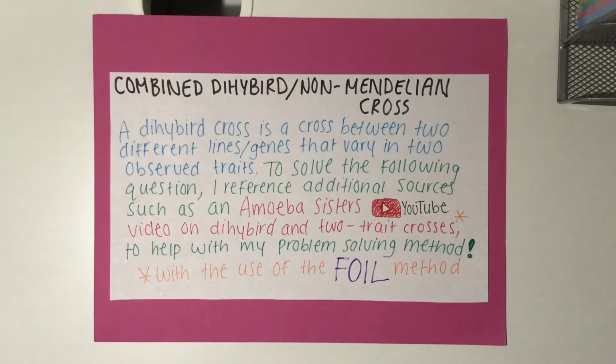We have now reached the last problem I will be doing, which is an example of a combined dihybrid / non-Mendelian cross. A dihybrid cross is a cross between two different lines / genes that vary in two observed traits. To solve the following question, I reference additional sources such as the Amoeba Sisters YouTube video on dihybrid and two-trait crosses with the use of the FOIL method to help with my problem-solving method.